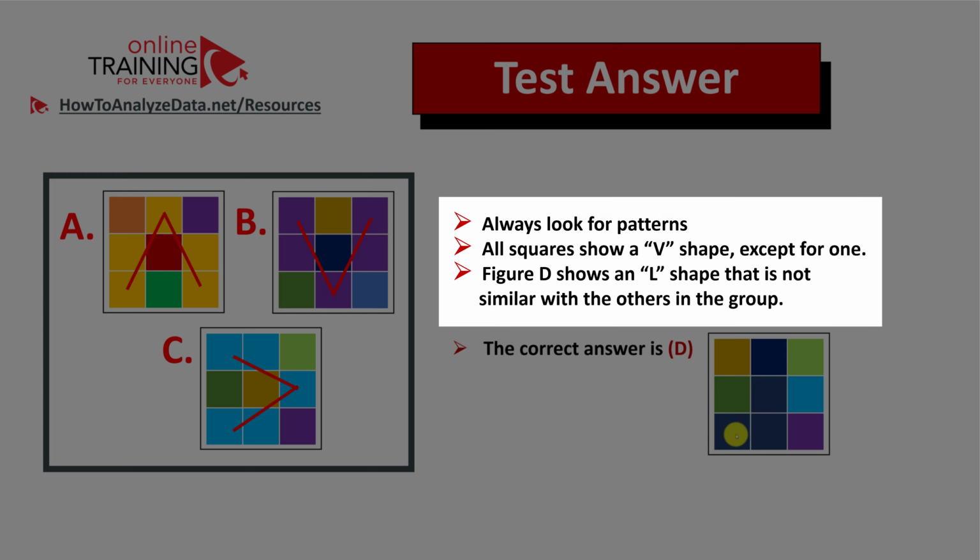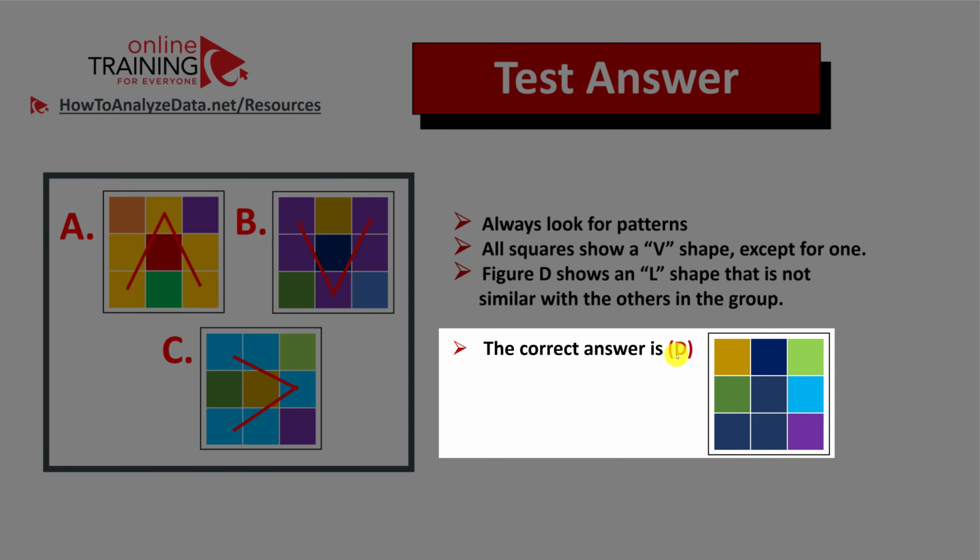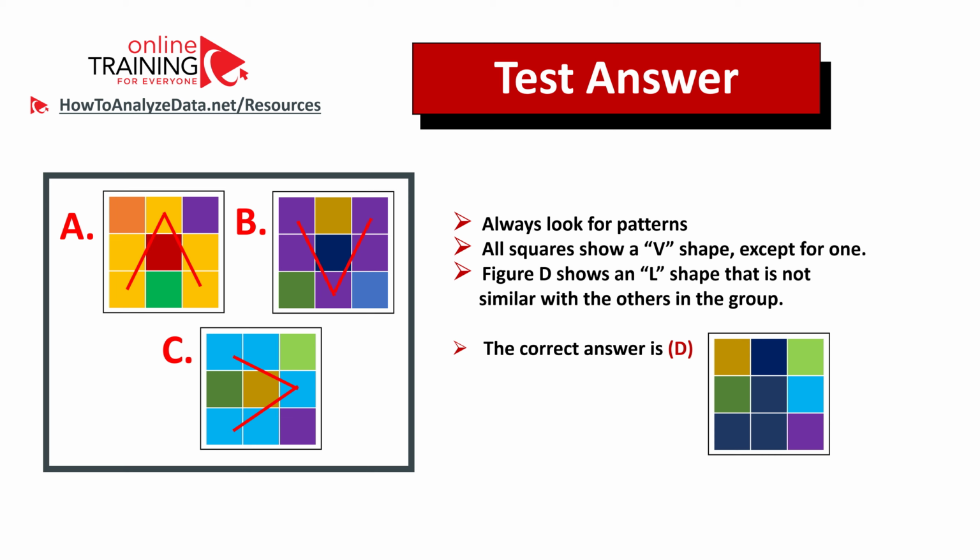Let's recap. Always look for patterns. All squares show a V shape, with the exception of one. And figure D shows a reverted L shape, which is not similar to the others. So the correct answer here is choice D. Hopefully you've nailed this question and now know how to answer similar problems on the test.